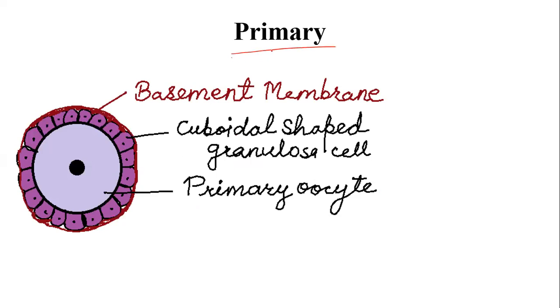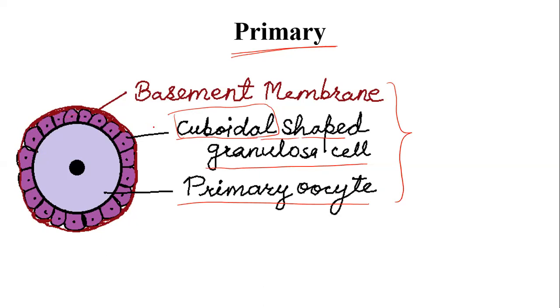Next is the primary follicle. The only change in the primary follicle is the shape of the cells surrounding the oocyte. In the primordial follicle, these cells were spindle shaped, and now they are cuboidal shaped. And there is a single layer only, and again the primary oocyte in the center. So this is the structure of the primary follicle. These cuboidal shaped cells are called granulosa cells.